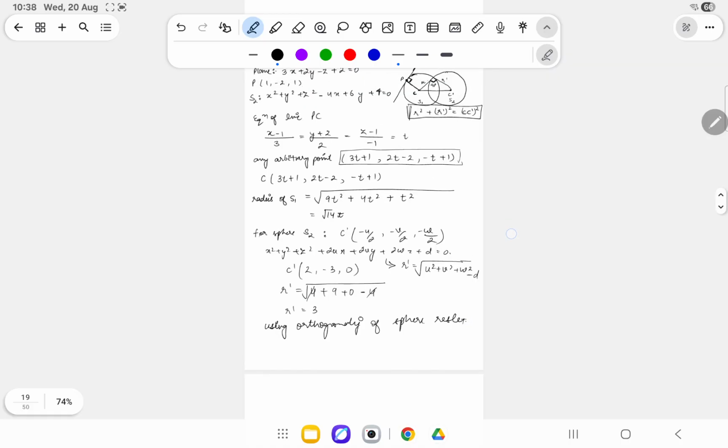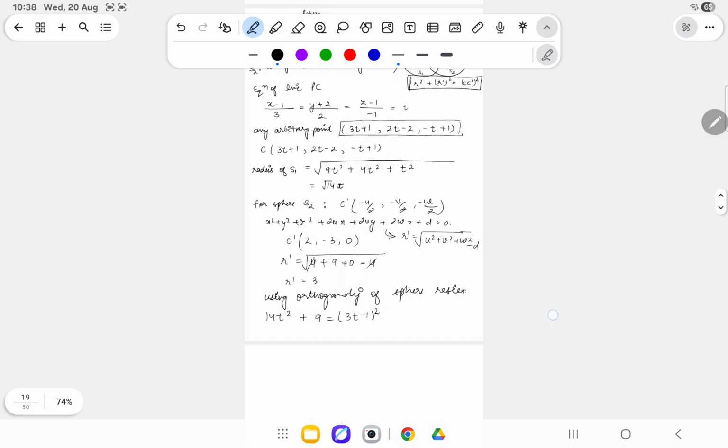Basically r square will be under root 14t, so it will be 14t square plus r dash square, which is 9, equals c dash minus c whole square. Since I have both c dash and c, using the distance formula I'll get 3t plus 1 minus 2, so 3t minus 1 whole square, plus 2t minus 2 plus 3, 2t plus 1 whole square, plus 2t minus 2 plus 3, so 2t plus 1 whole square, plus t plus 1 whole square.